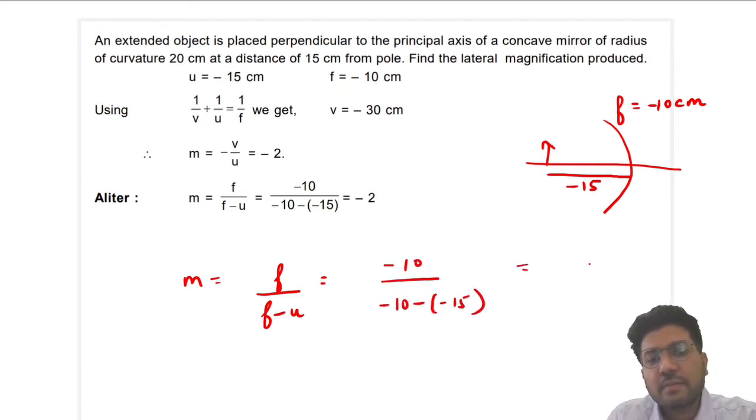So from this you will get minus 10 by 15 minus 10, that is 5, that is minus 2.